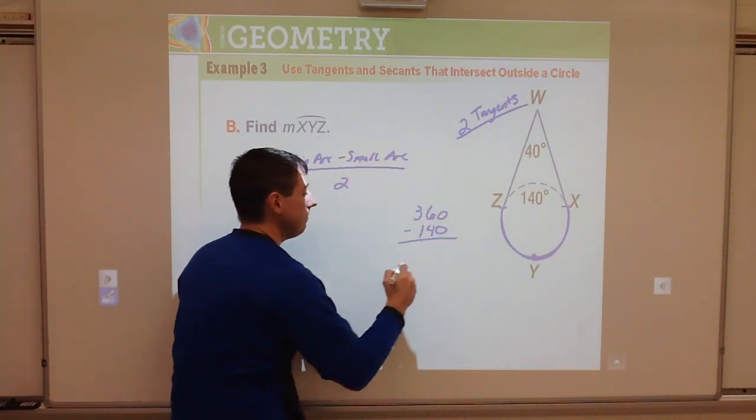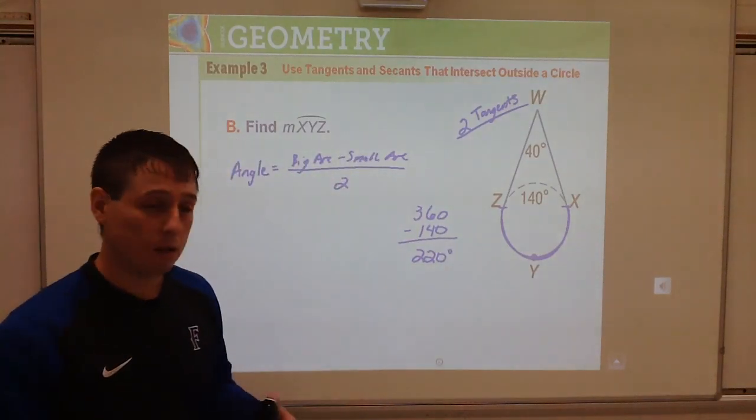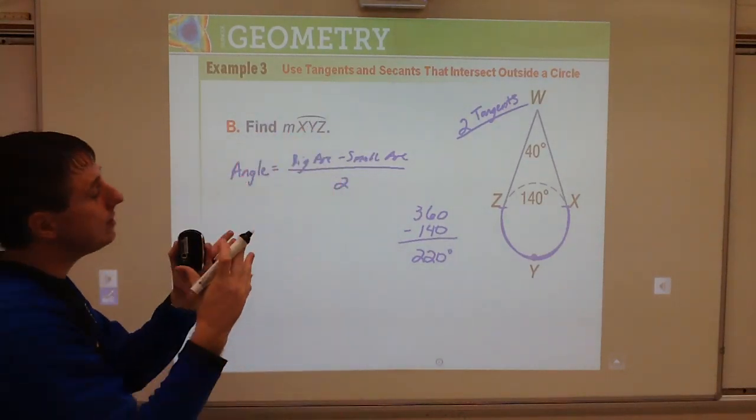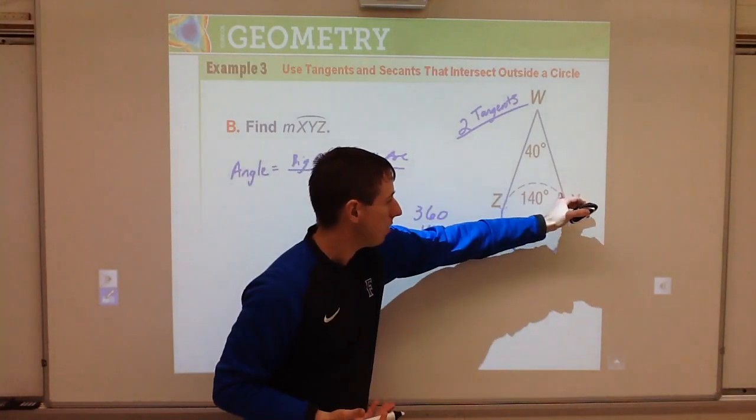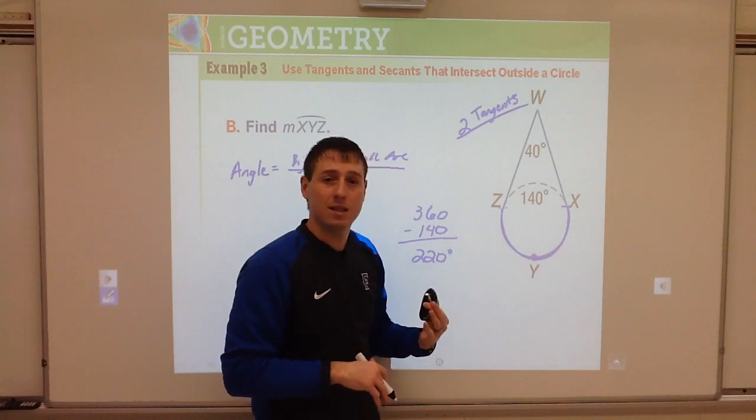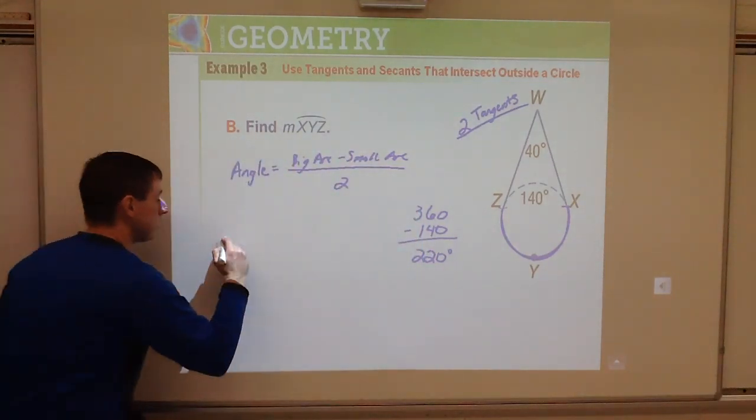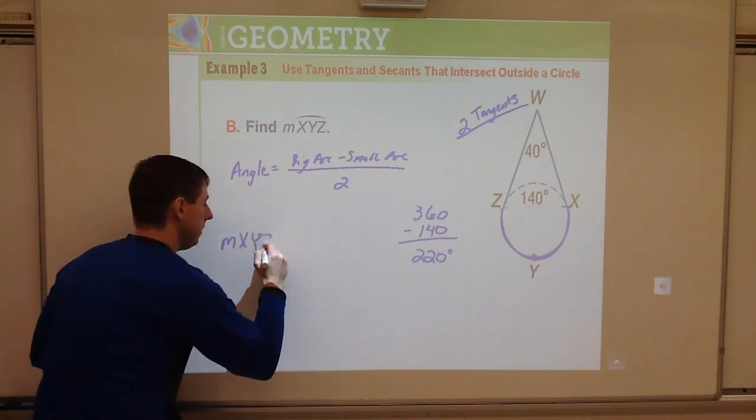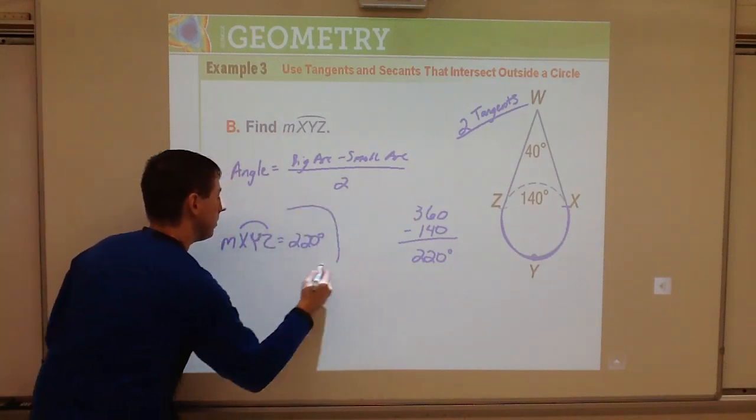Now, it doesn't work every time. The last question that I did, I had to go through that work because there were little pieces cut off. But if it's a question like this, where it's 2 tangents, and they give you one of the arcs, the other arc's easy. It's going to be just 360 minus, and you got the answer. So measure of arc XYZ is 220 degrees.